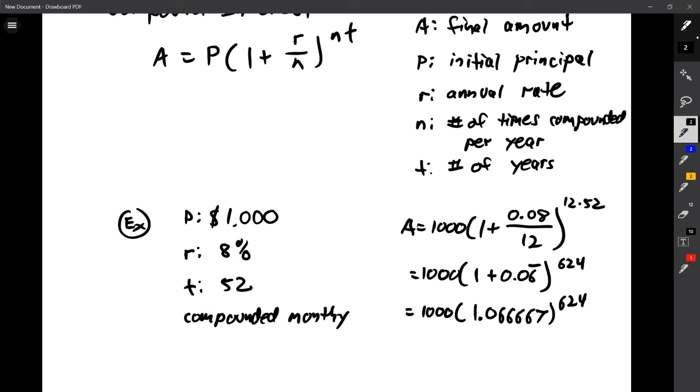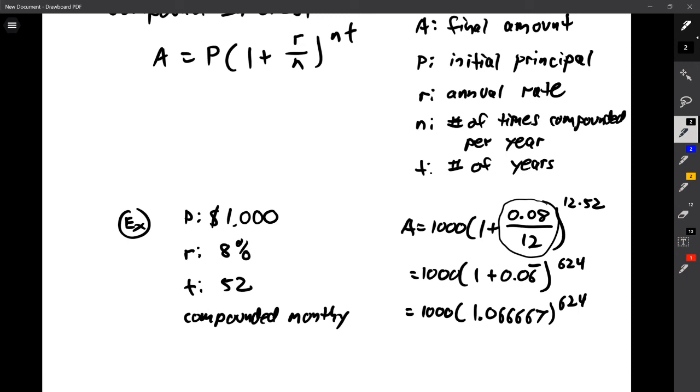So I'm going to do 1.066667 to the power of 624. And that gives me a very large number, too big of a number. What did I do wrong? Compounded monthly, annual rate 8 percent. Oh, here's my mistake. This is why I don't mind doing these on the fly and making mistakes.